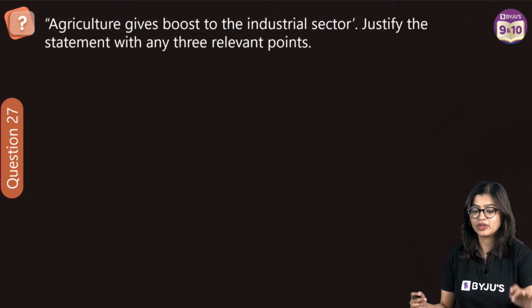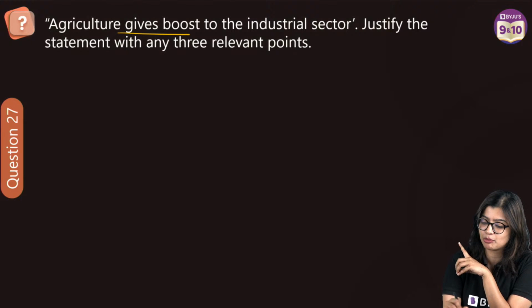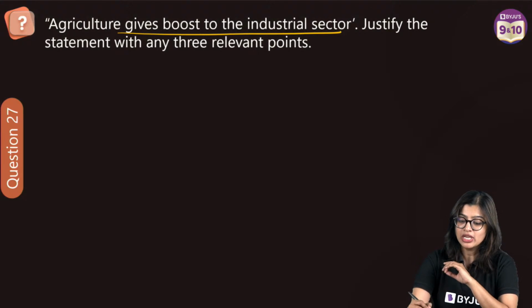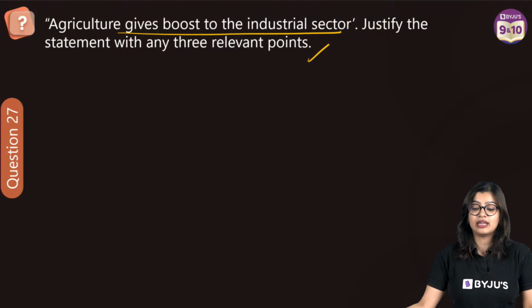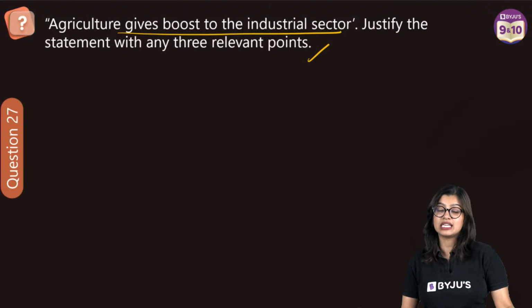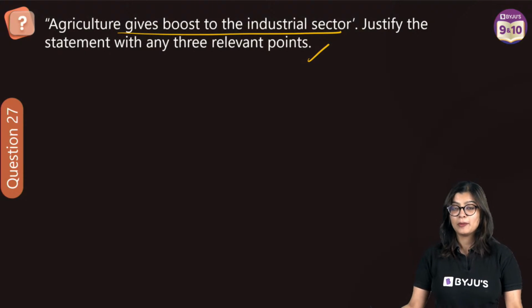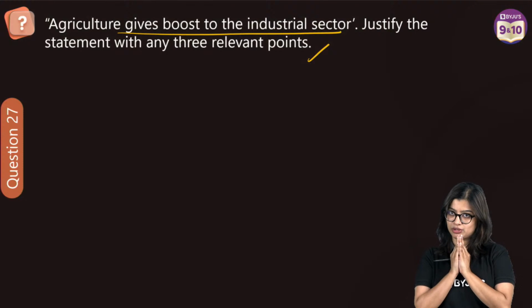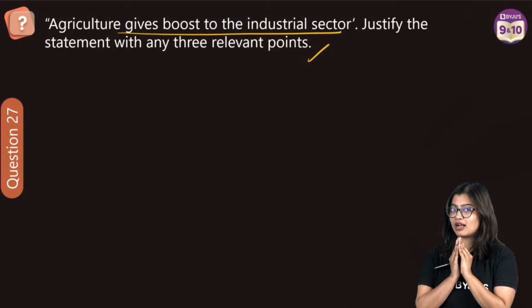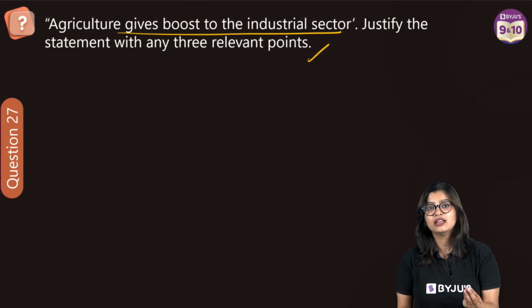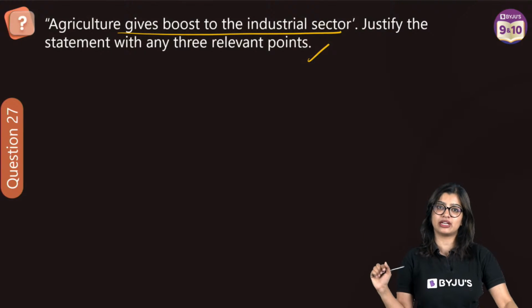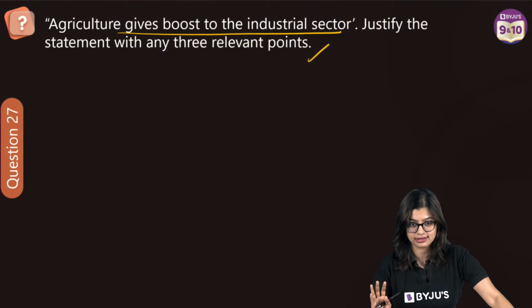Yes? Awesome. Next one is: agriculture gives a boost to the industrial sector. Justify the statement with any 3 relevant points. Now, this right here seems like it's from the chapter agriculture. But actually, it is a mix of 2 chapters, okay? A little bit is from agriculture, a little bit is from manufacturing industries. And trust me, there is one small paragraph in manufacturing industries where they have mentioned this, right?